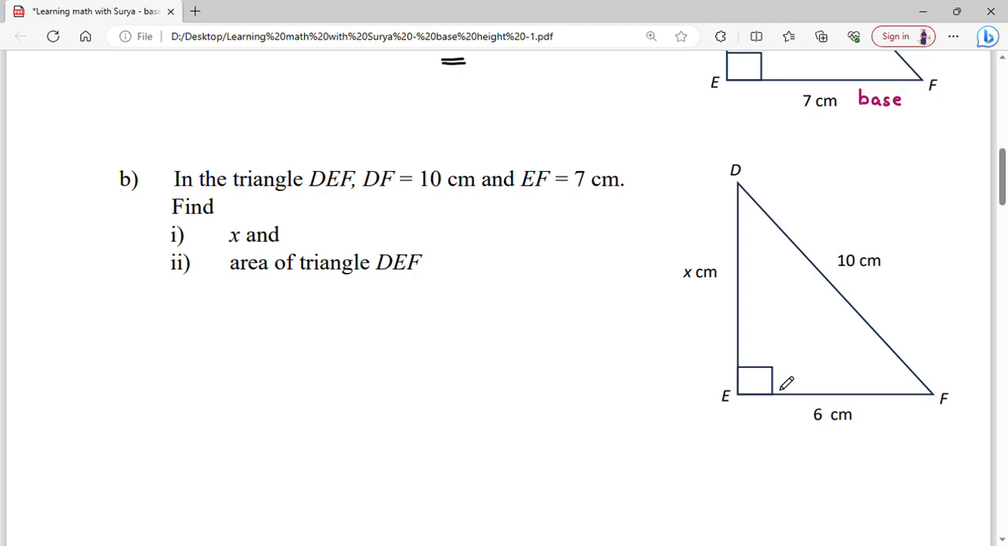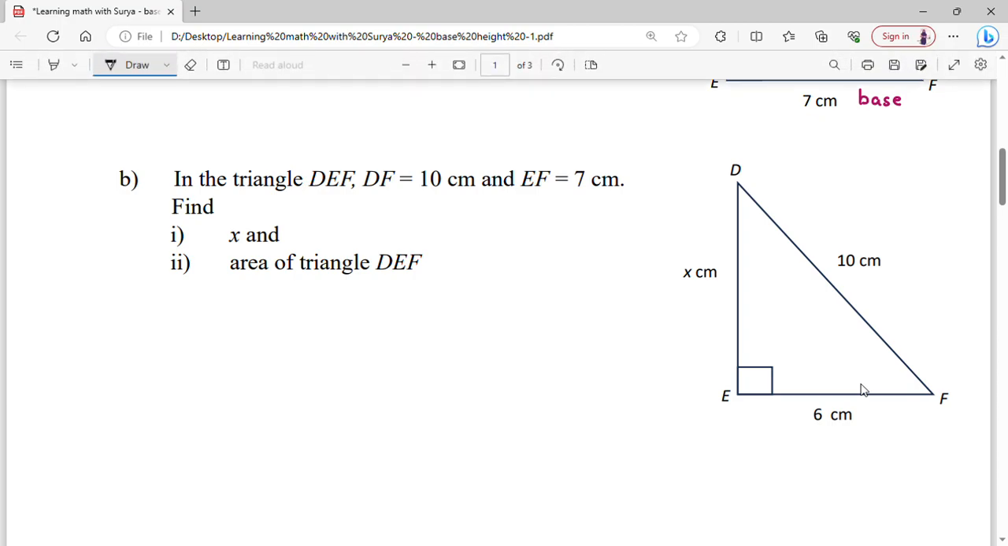The next question is a little bit different. So read the question. It says, in the triangle DEF, DF is 10 cm, EF is 7 cm. You need to find what is X. So basically you're given the longer side, or the hypotenuse, of the right angle triangle. This is the base, but the height is not given. So you need to calculate what is X. Now for that we are going to use Pythagoras theorem.